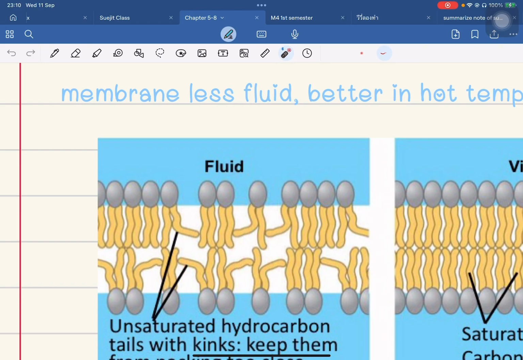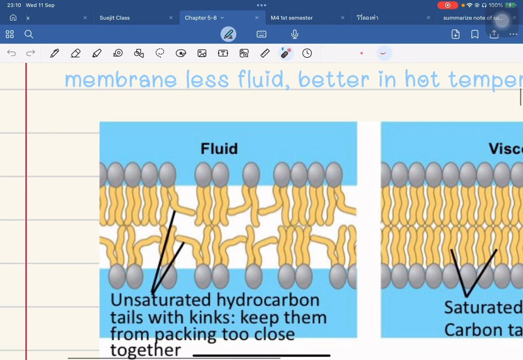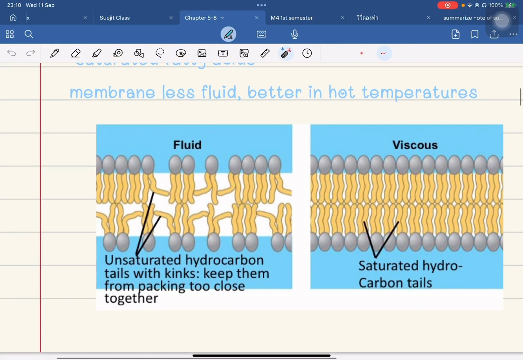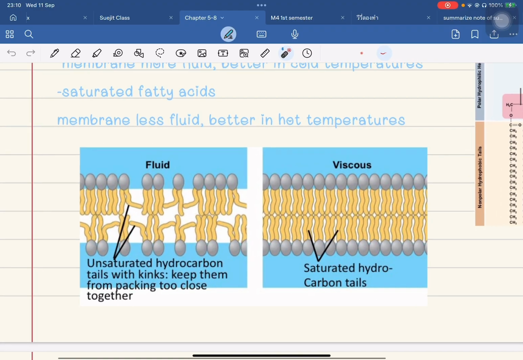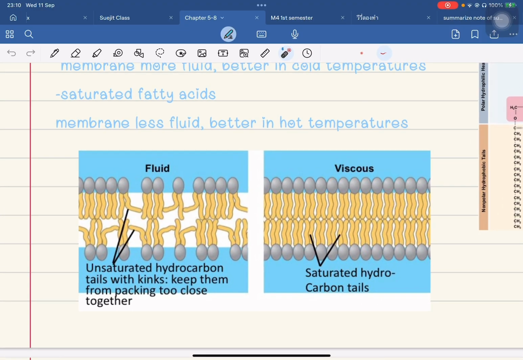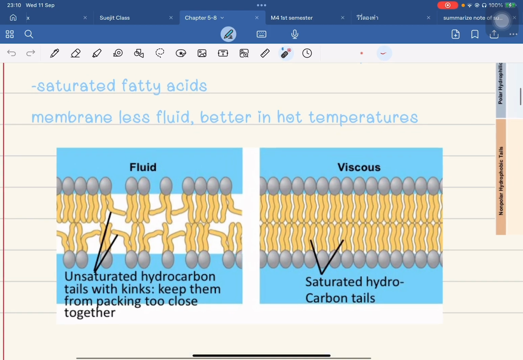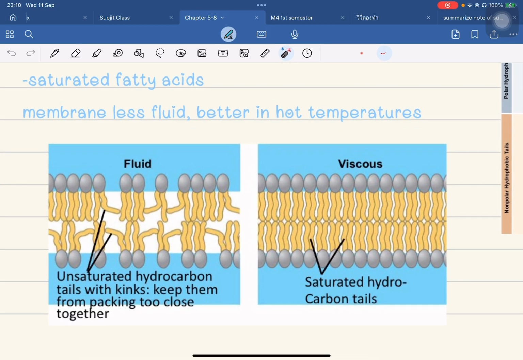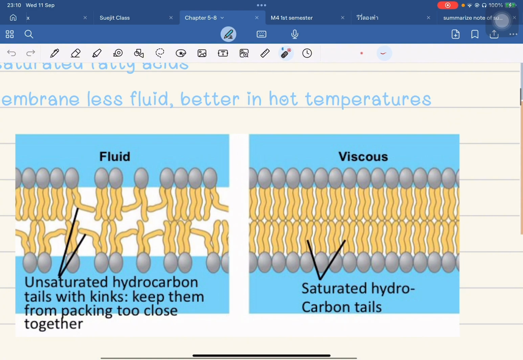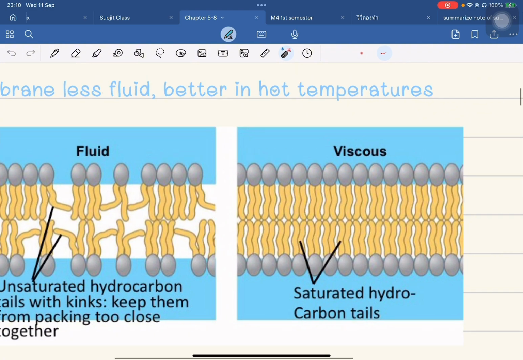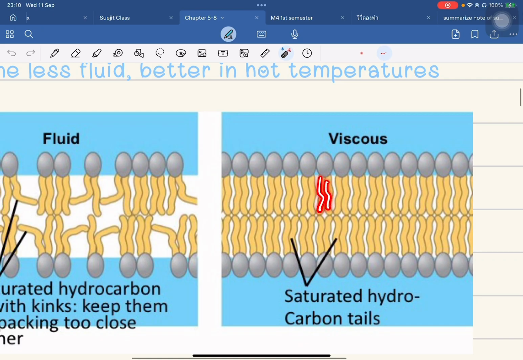So this type of membrane is going to be better in the cold, because even in the cold they're going to pack together. And the saturated fatty acid is going to be better in hot temperature because the membrane will be less fluid, as they are in straight lines like that.